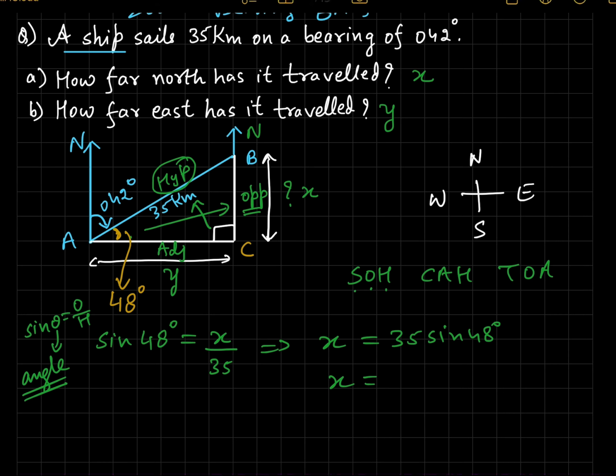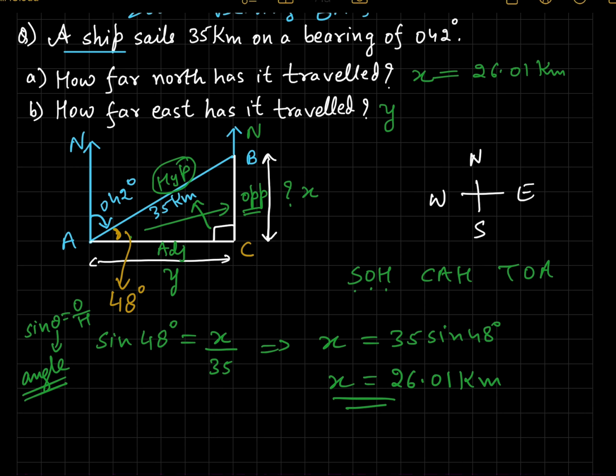Let us do 35 times sine of 48 degrees. So this will be 26.01 kilometers. Okay, so northward it would travel a 26.01 kilometer distance. So this distance is 26.01 kilometers.